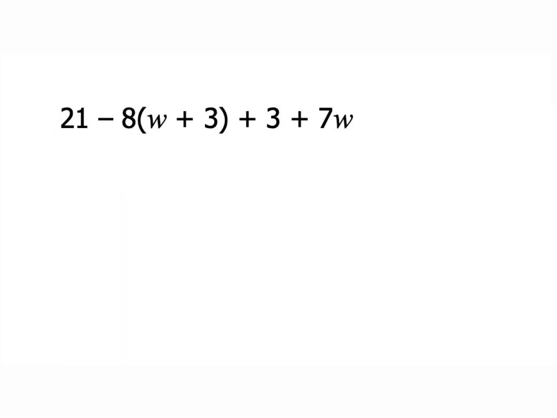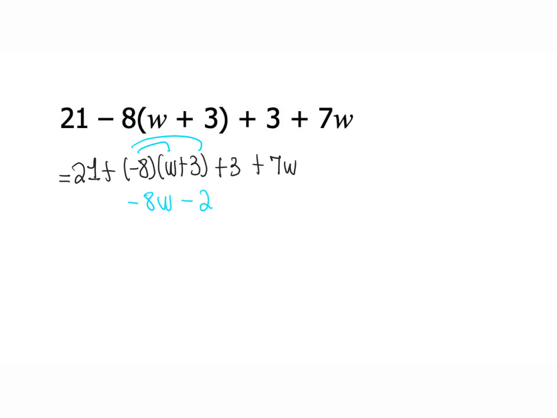Here we have 21 minus 8 times w plus 3, plus 3 plus 7w. So we're going to rewrite this as 21 plus negative 8 times w plus 3, plus 3 plus 7w. Okay, so first we're going to distribute the negative 8. So we get negative 8w minus 24. And then we still have what we had before. So we have 21. I'm going to write plus this, and I'm going to put this in parentheses. I'm going to also put this in parentheses. And then I have plus 3 plus 7w.